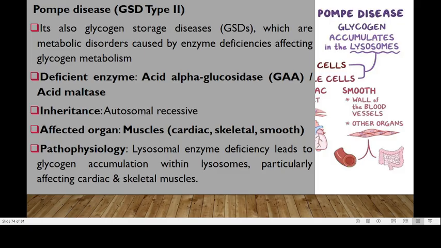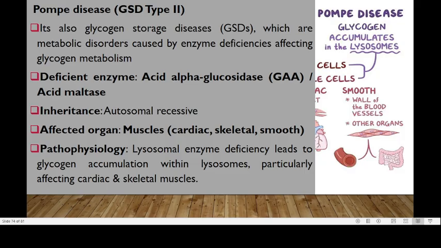Remember, alcohol should never be your first friend, so that's why we should remember that Pompe is alcohol in Swahili, so Pompe should be type 2, not your first. All right. It's also a glycogen storage disease, and we have enzyme deficiencies affecting glycogen metabolism. In this case, the deficient enzyme is acid alpha glucosidase or acid maltase, and it is also autosomal recessive.